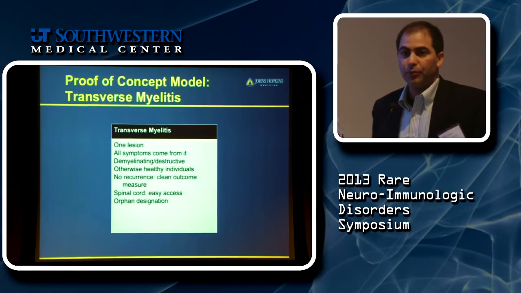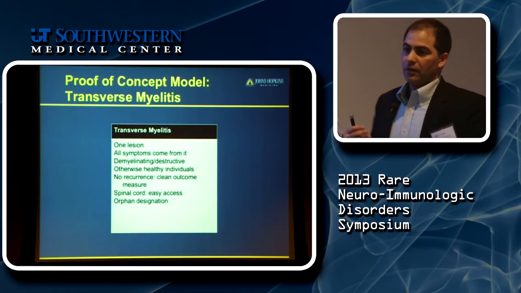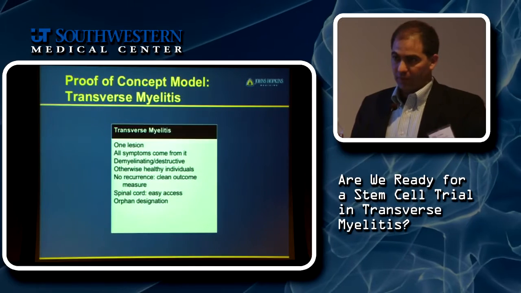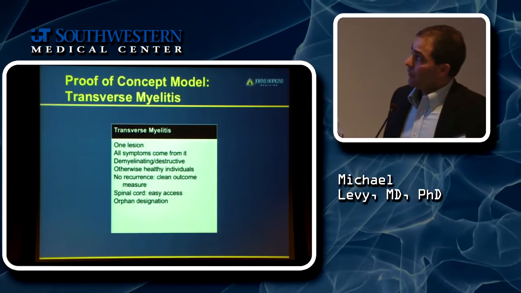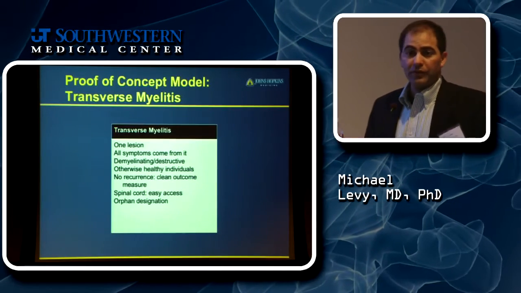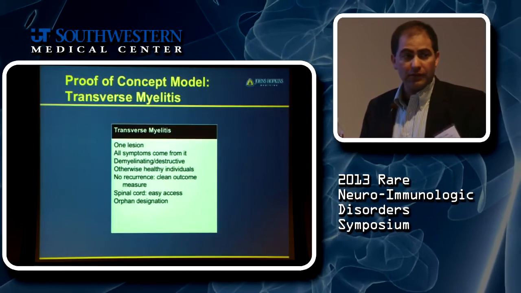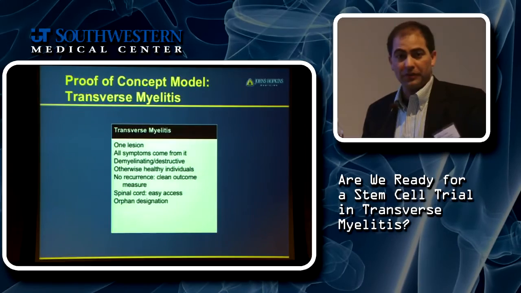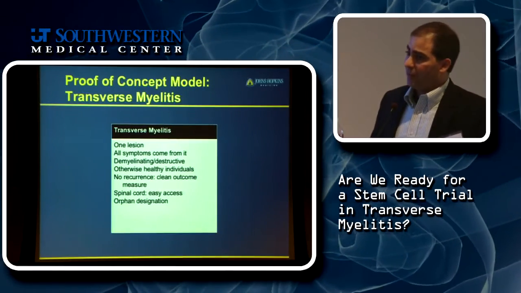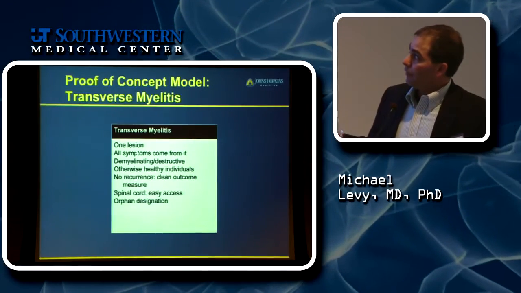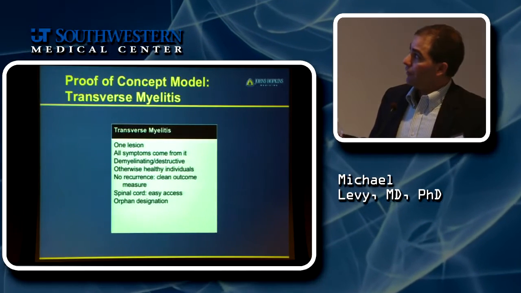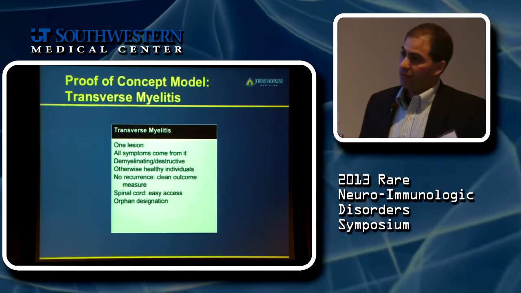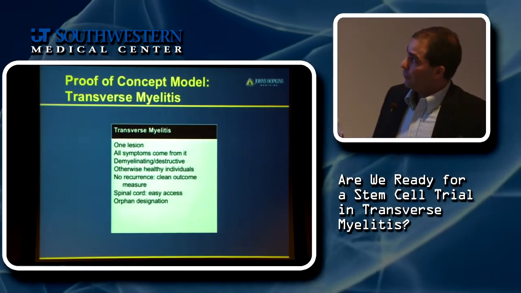So TM as a proof of concept model. Why are we looking at transverse myelitis as a model for stem cell regenerative therapy? The reason is kind of the same reasoning as the Ampera trial. There's only one lesion in many of you. If you have NMO, you may have more than one lesion. But if you have TM, idiopathic TM, there's one lesion. All of your symptoms come from that one lesion. So if we could fix that one lesion, we may be able to significantly improve the outcome.